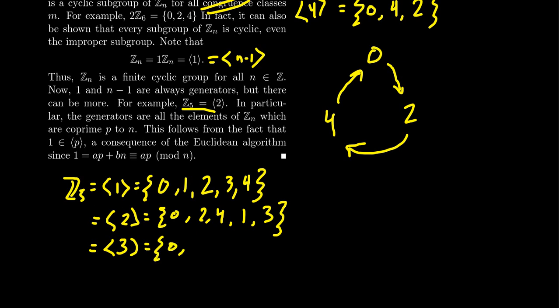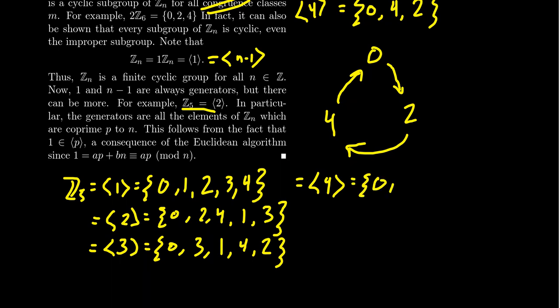You're going to get 0, 3, 6, which of course is 1, plus 3, which is 4, plus 3, which would give you 7, which reduces to 2, and then 2 plus 3 is 5, right? What about 4? The cyclic subgroup generated by 4. Turns out that's going to do it as well.